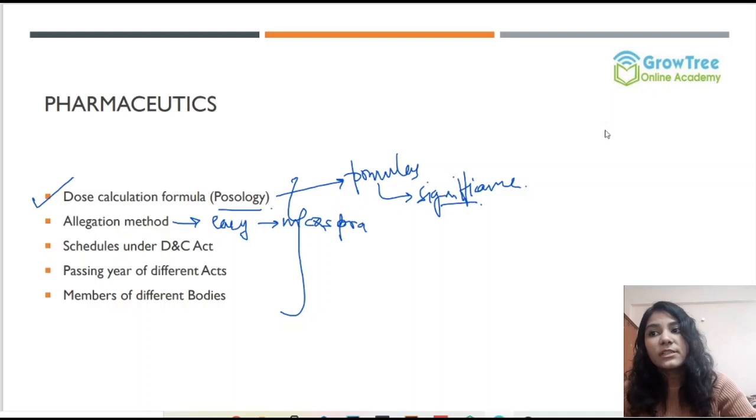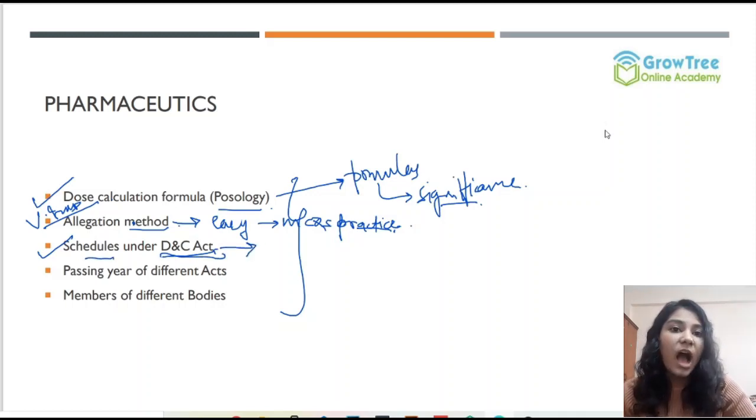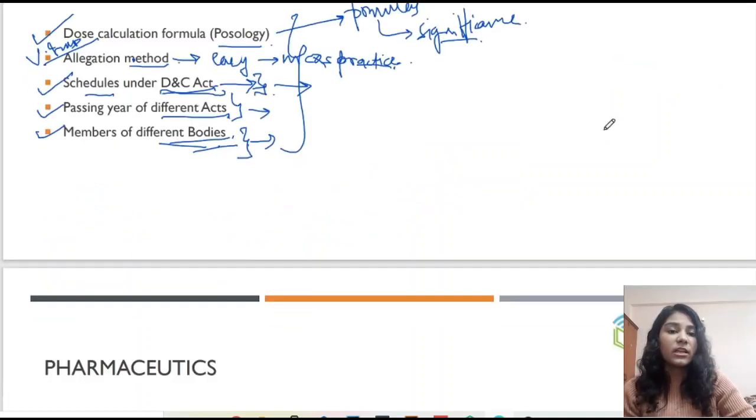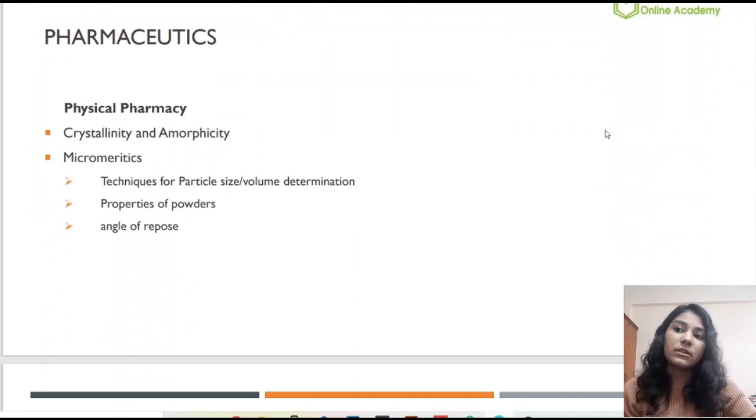And the third one is the schedules under the Drugs and Cosmetics Act, and you can see that in almost every year you will find questions related to schedules. Like I remember in 2020 a question was asked about schedule M2, I guess, and schedule M is generally for GMP. So it will help you if you learn about these schedules. And the fourth one is the passing year of different acts. The last one is the members of different bodies. Like you must have studied in the hospital pharmacy subject the members of different bodies like PCI etc.